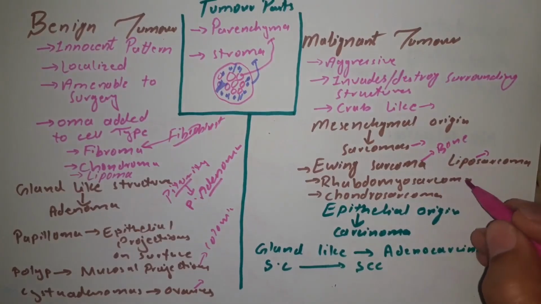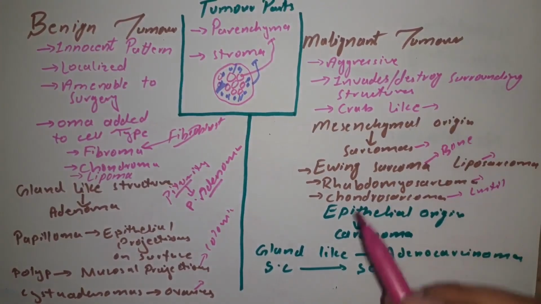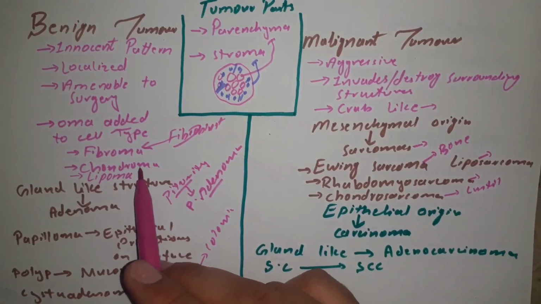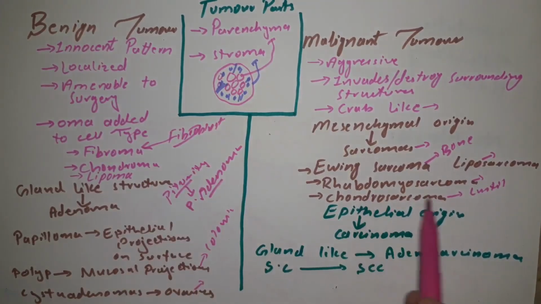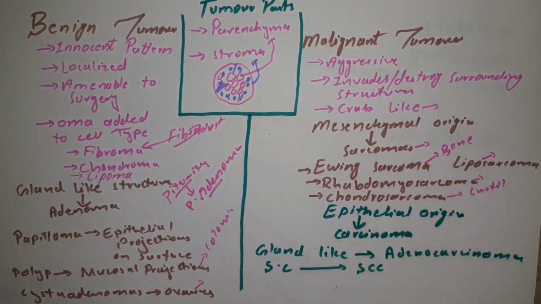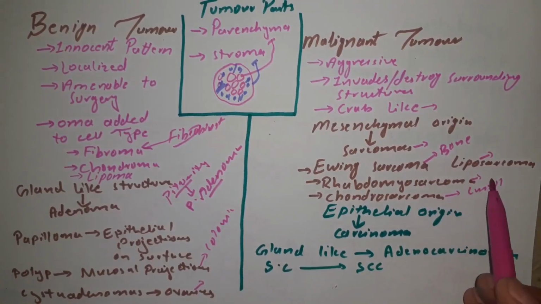And if it arises from skeletal muscle cell, then the word rhabdomyosarcoma is used. If it arises from cartilage, chondrosarcoma is used. So if a benign tumor arises from chondroblast or cartilage, it is called chondroma. If a malignant tumor arises, it is called chondrosarcoma. And if a benign tumor arises from lipid cell, it is called lipoma. And if a malignant tumor arises from lipid cell, it is called liposarcoma.